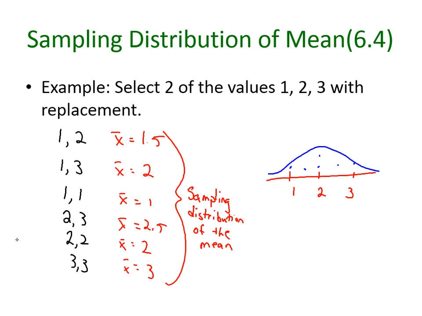The mean of my sample means: if I add up 1.5 plus 2 plus 1 plus 2.5 plus 2 plus 3, so we'll have 5, 7, I make 10, 11, 12, 15. So if I add the sum of my sample means, we get 15. Divide it by how many there are, because I'm trying to find the mean of my sample means. And so we had 1, 2, 3, 4, 5, 6 values. What is 15 divided by 6?